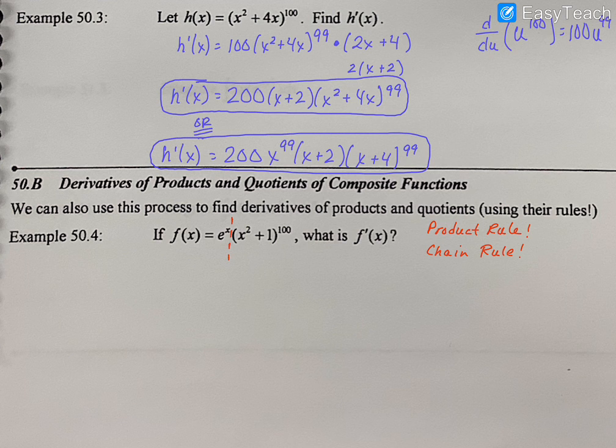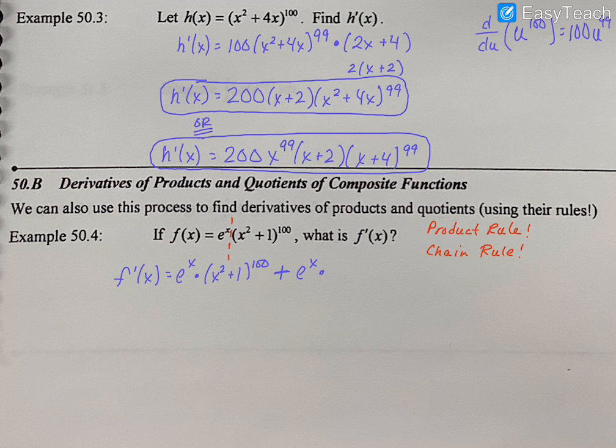So let's hop into it. They give us f of x. We're trying to find f prime of x. So, product rule, derivative of the first, so the derivative of e to the x is e to the x times, and the second part stays the same. So x squared plus 1 raised to the 100. Product rule says we add, and now we flip. We're going to keep e to the x as is, and then now we're going to do times the derivative of x squared plus 1 to the 100th.